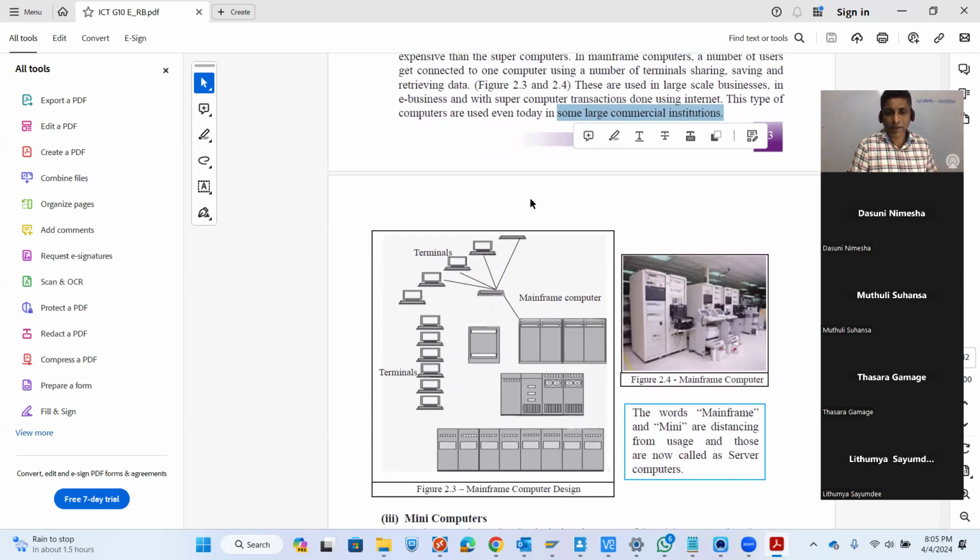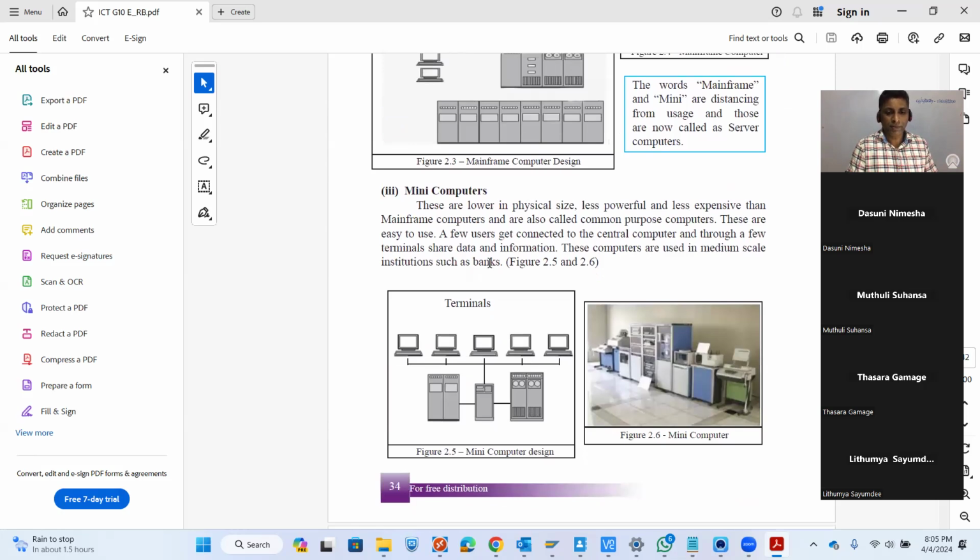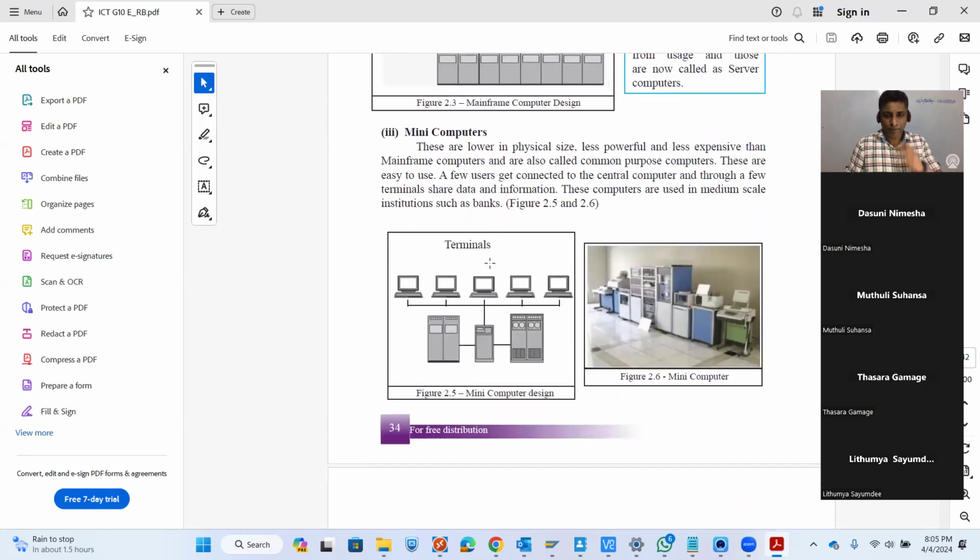Maybe large banks, right? Mini computers, these are very popular. Maybe small organizations, and nowadays especially banks, maybe supermarkets, educational institutes, some manufacturing organizations. So mini computers are lower in physical size compared to the first two, less powerful and less expensive than mainframe computers, and also called general purpose computers.